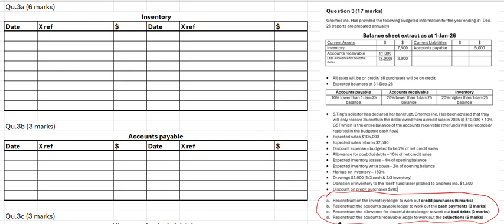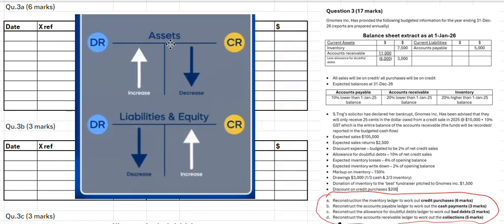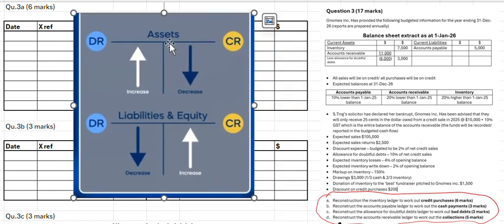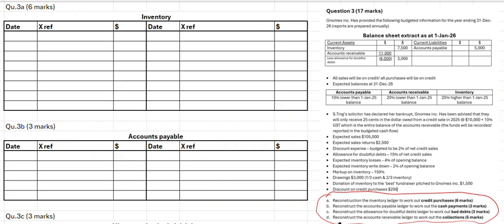Importantly, we need to be mindful of our rules of double entry. So the first one we're going to do will be an asset account, inventory. Anything that increases inventory is going to be a debit entry. Anything that decreases it will be a credit entry. We do need to be mindful of our cross-references. Our cross-references, even when we're reconstructing, need to refer to a ledger title. So therefore, we're not going to use words like purchases. There's no such ledger as purchases.